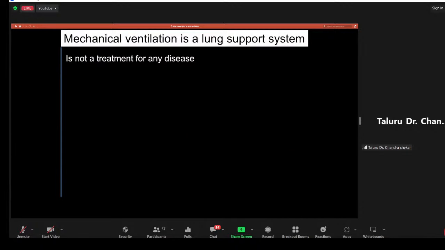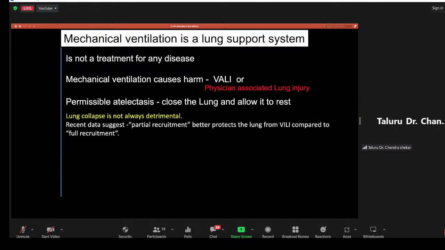So it is not a treatment of any disease, it's a support for any disease. Mechanical ventilation, however good you do, is going to cause ventilator-associated lung injury, because the ventilator is not going to set on its own. So it is better to call it a physician-associated lung injury, because you are going to do the settings. And these are some of the points that you have to remember.